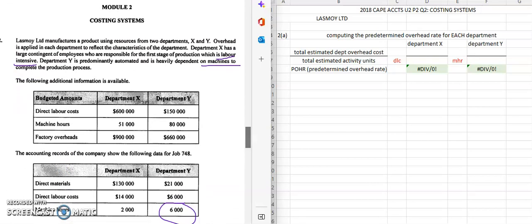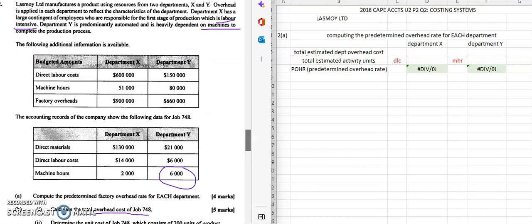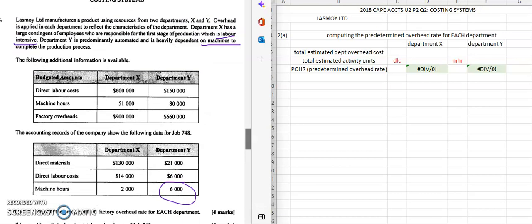So to find the predetermined overhead rate, we need to have the total estimated cost for overhead costs for each department, as well as the total estimated units that they're going to use. So we see here that Department X is labor intensive and uses obviously labor costs, whereas Department Y is dependent on machines and will be using machine hours. So we can now enter the information appropriately.